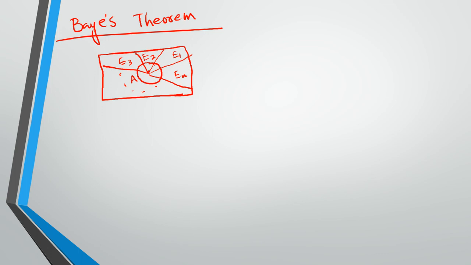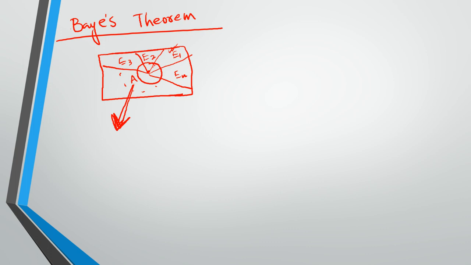Now, what is Bayes saying? When I know that the event A has occurred, try to draw an analogy from the example that I gave previously. If I tell you the ball drawn is white, what is the probability that this is drawn from bag A? In this case, I'm telling you the event A has occurred. What is the probability that this is due to event E1?